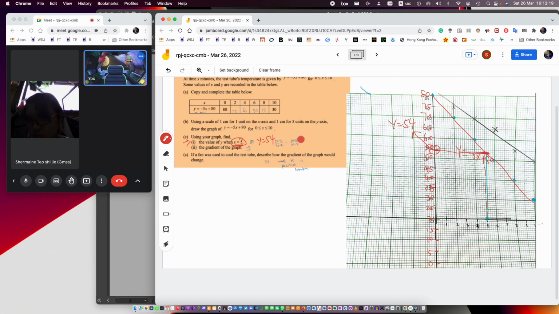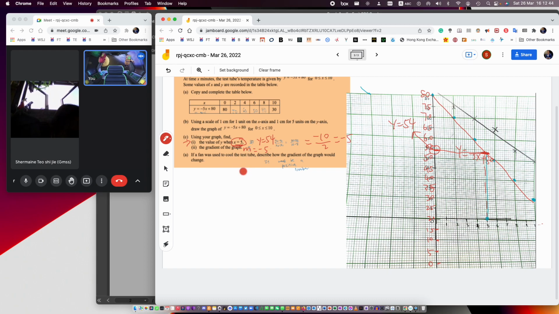So you take 30 minus, then you take 10. You see, you never show the step, so it's very hard for me to read. You never show step, I'm not going to accept it, okay? You don't skip step also. Minus 5. Okay, good. The answer is minus 5. Very good. So the gradient is minus 5. So m equals minus 5.